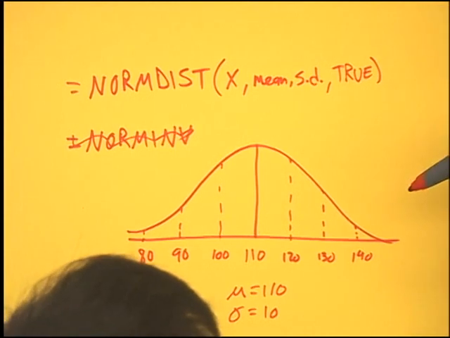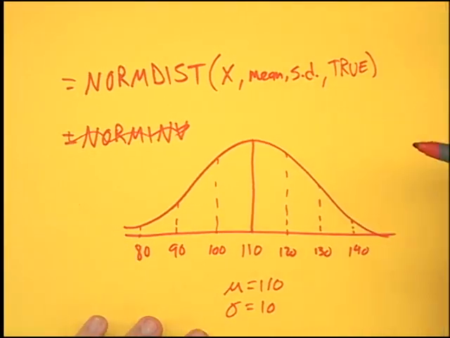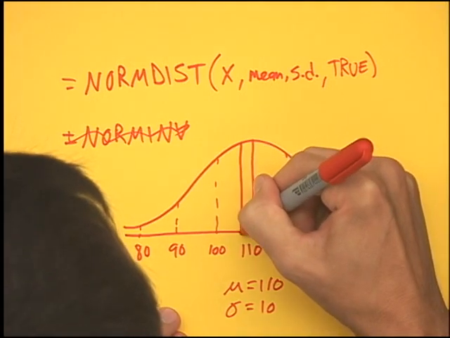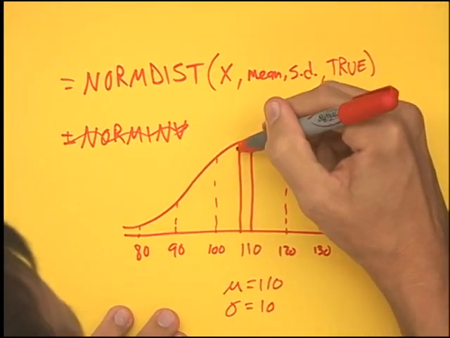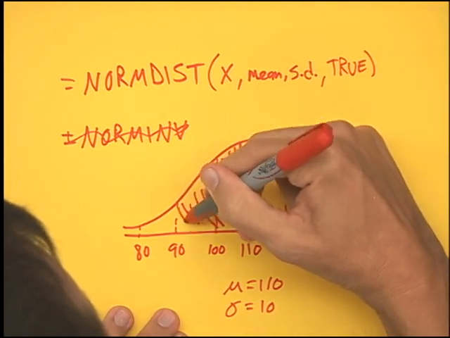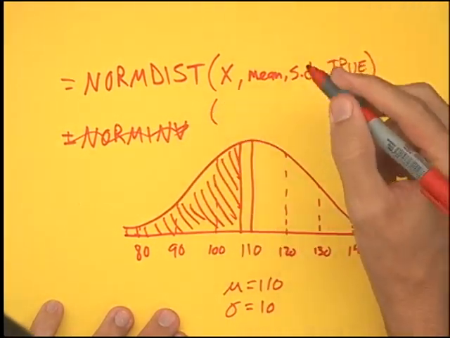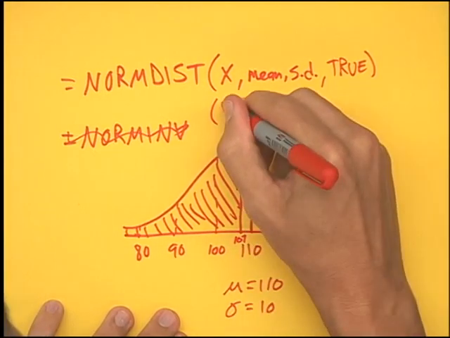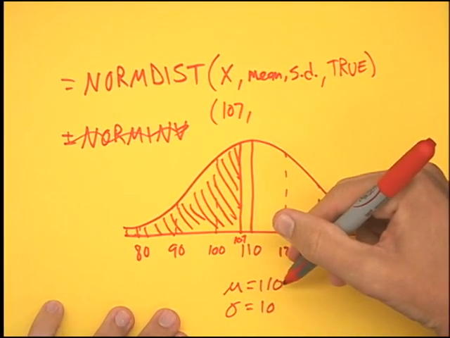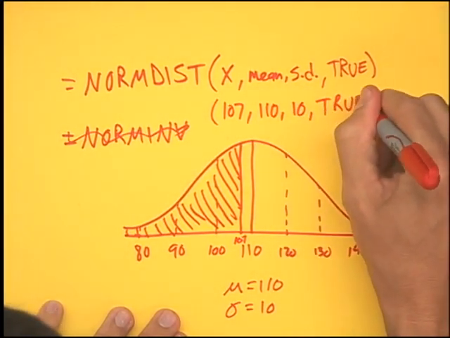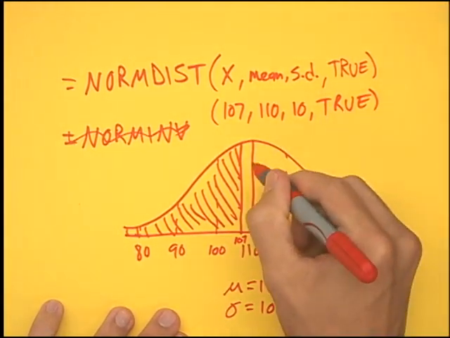Now I have a question. I want to know what's the probability of a random draw from this normal curve being less than 107. So where's 107? It's right here, roughly speaking. I want to know that area, right? Excel can tell me that area. The way I do that is with NORM.DIST. I say equals NORM.DIST, x. The x that I'm interested in is 107. And then I tell it about the normal distribution. This normal distribution has a mean 110, standard deviation 10, and I put in true. That's going to give me this area.